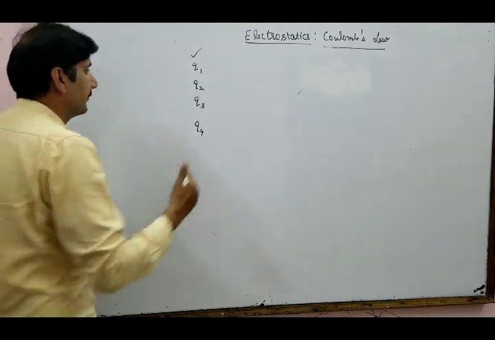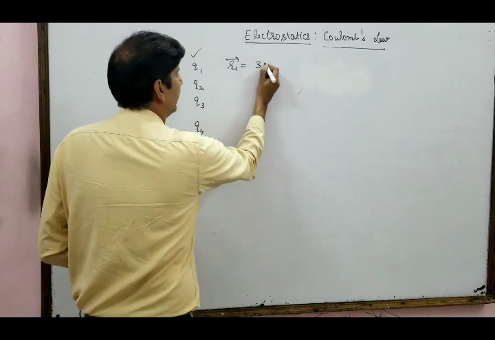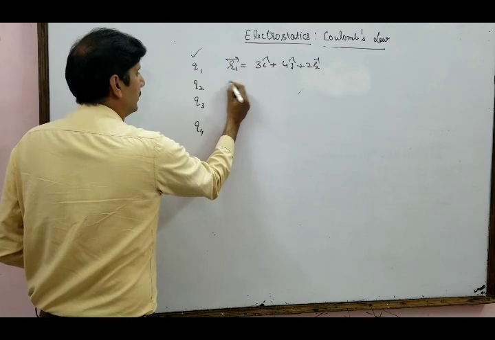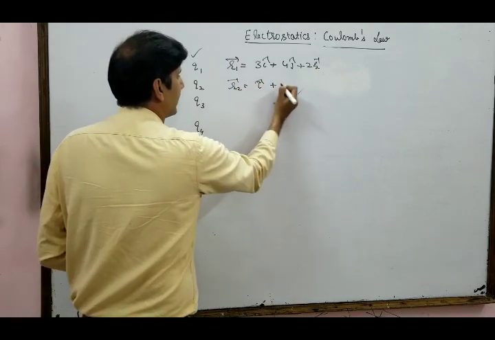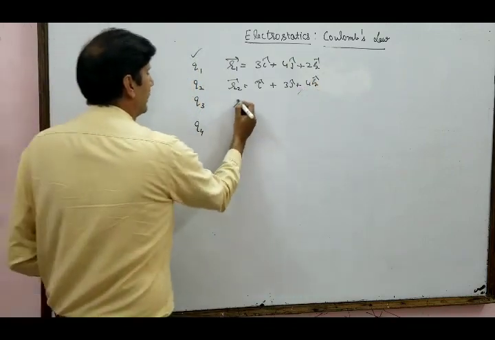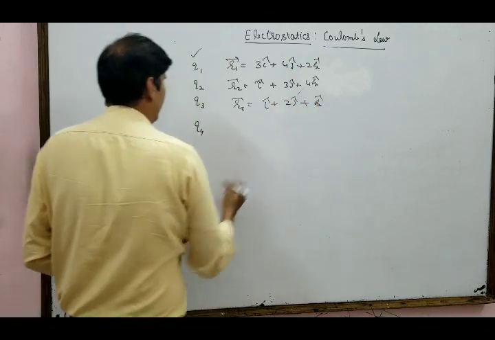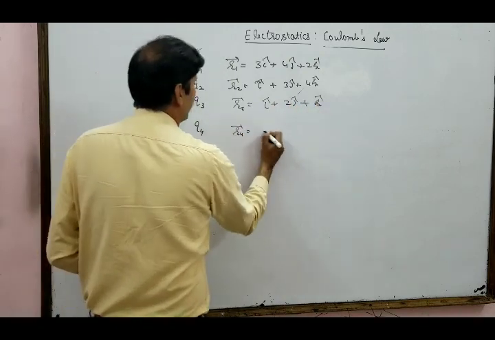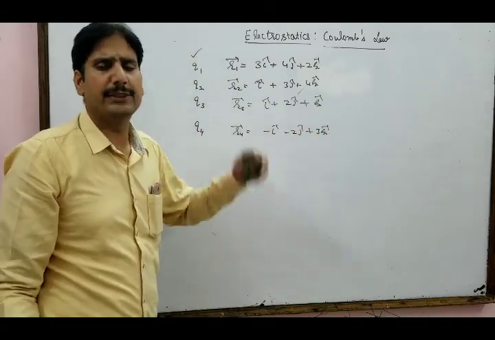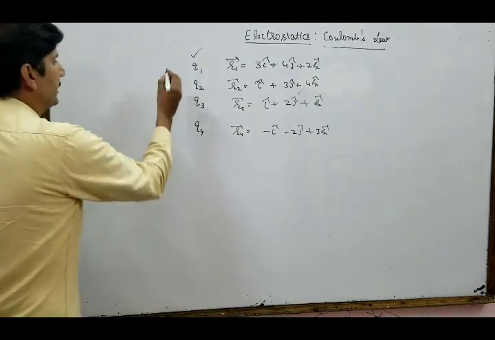What are we going to do? Let's say the position vectors are given as R1 is 3i cap plus 4j cap plus 2k cap, R2 is i cap plus 3j cap plus 4k cap, R3 is i cap plus 2j cap plus k cap, and R4 is minus i cap minus 2j cap plus 3k cap. I have just written arbitrary values for these position vectors.